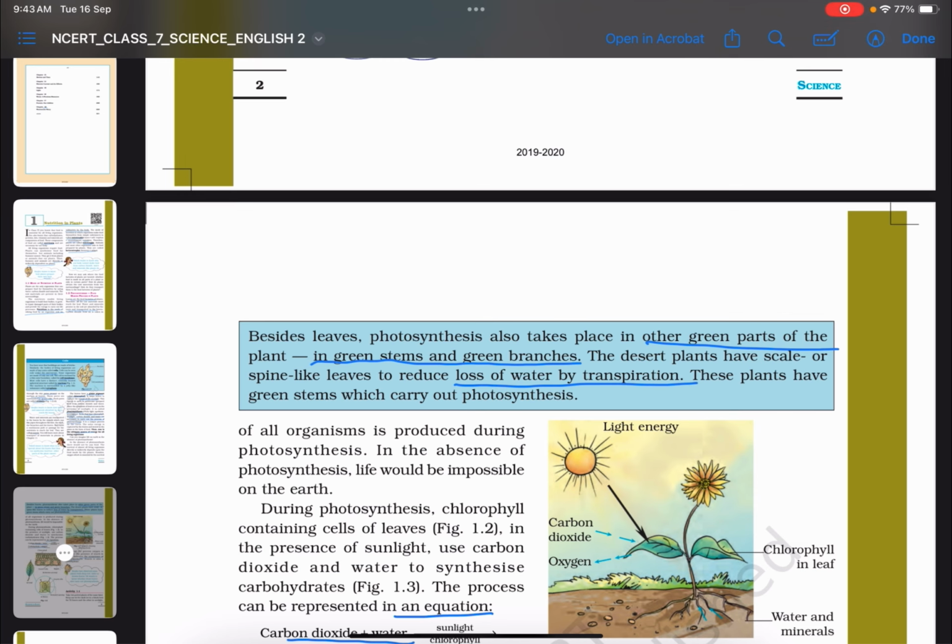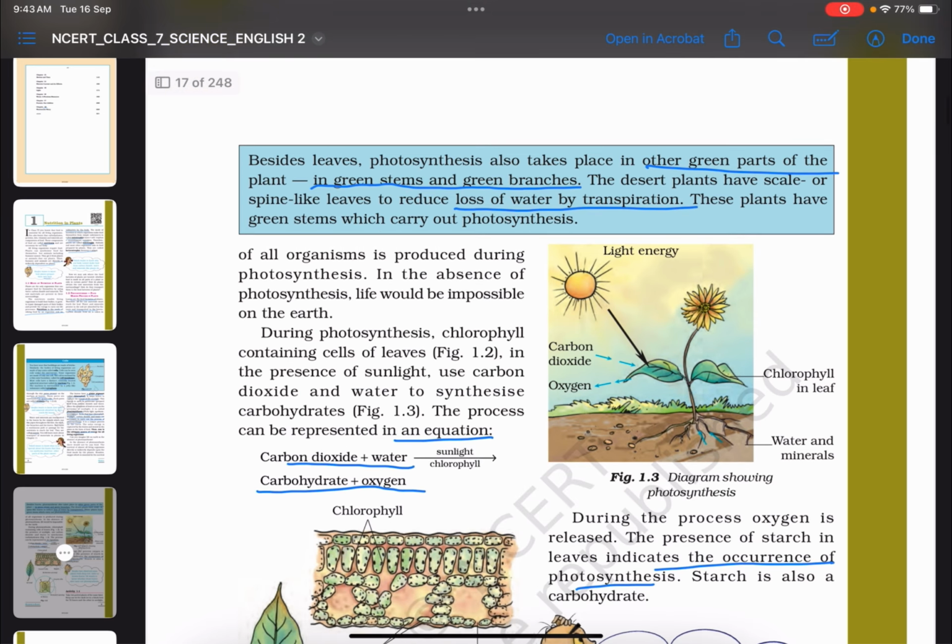Besides leaves, photosynthesis also takes place in other green parts of the plant, in green stems and green branches. The desert plants have scale and spine-like leaves to reduce loss of water by transpiration. These plants have green stems which carry out photosynthesis.